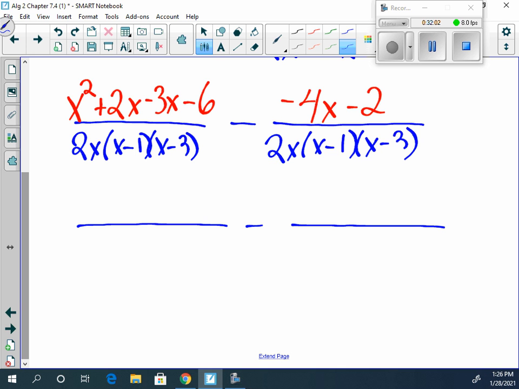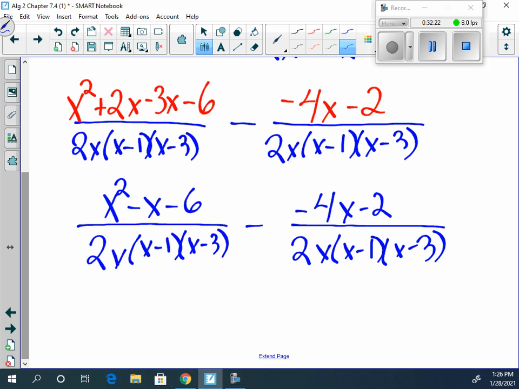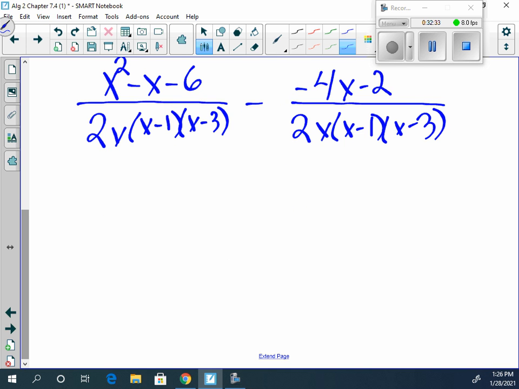Now we can combine some like terms to make this a little bit easier to work with. 2x minus 3x would be negative x minus 6. Okay. So we have everything simplified. Now we can go on and subtract. Y'all need to be careful with this, especially with subtraction. You need to be careful with the signs.